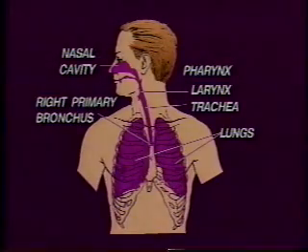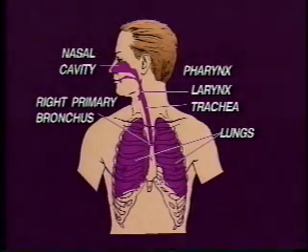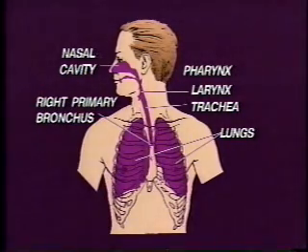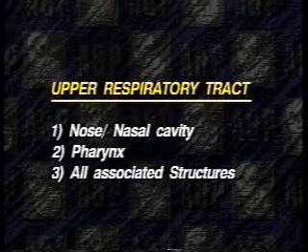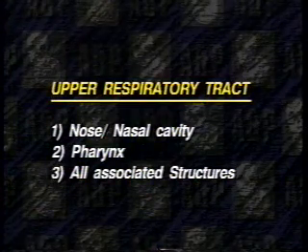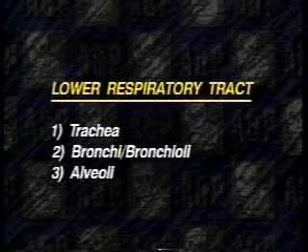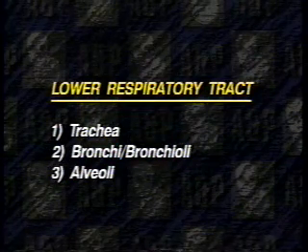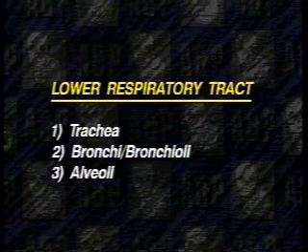Today we're going to discuss the anatomical structures of the respiratory system. We'll break the respiratory system down into an upper respiratory tract and a lower respiratory tract. The upper respiratory tract will include the nasal cavity, the pharynx, and all associated structures within this area. The lower respiratory tract will include the trachea, the bronchi, the bronchioli, and the alveoli.